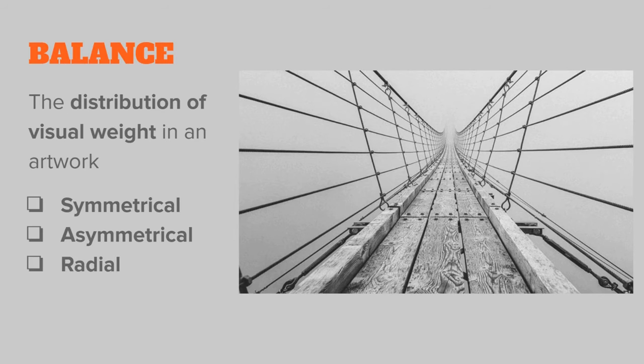Balance means the distribution of the visual weight in an artwork. For an artwork to be well balanced, there should be an equal amount of visual information spread throughout the art. There shouldn't be one central focus that dominates the artwork. In this photograph of the bridge, for example, our eye moves across the entire paper. There's an equal amount of visual information on both the left and the right of the page.